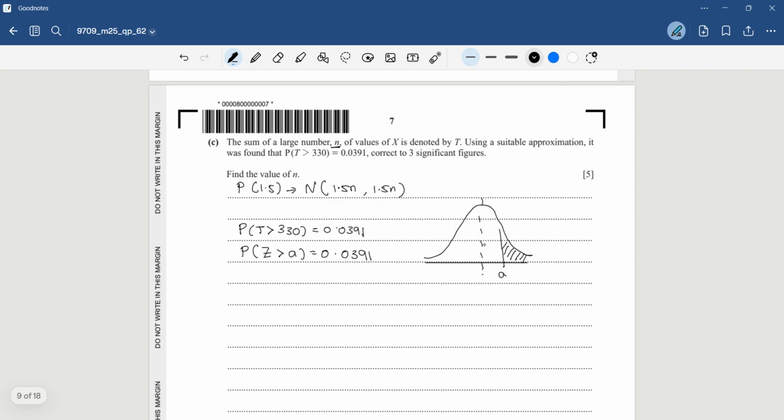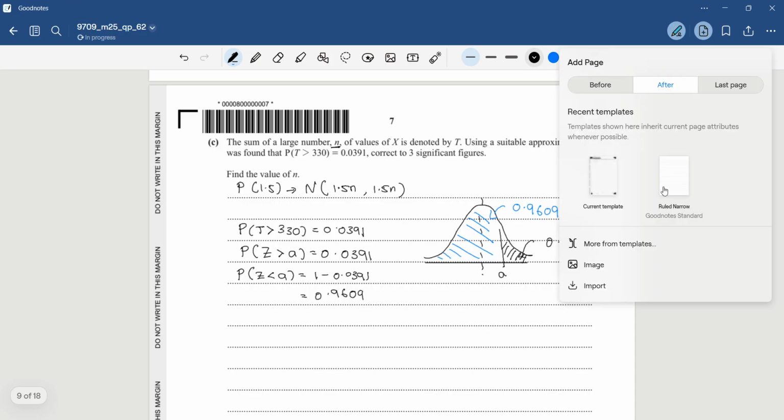Since you cannot get this directly from your table, I change it to the probability that Z is less than a, which is 1 minus 0.0391, which is 0.9609. So ultimately I'm finding this region: this one will be 0.9609, and this one will be 0.0391. This value I can find from the table.